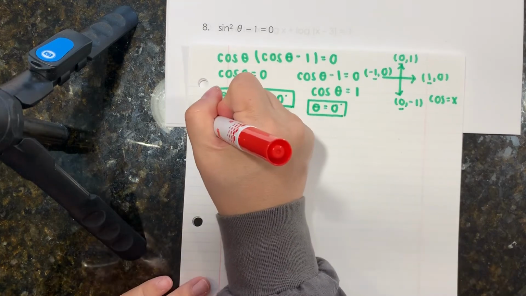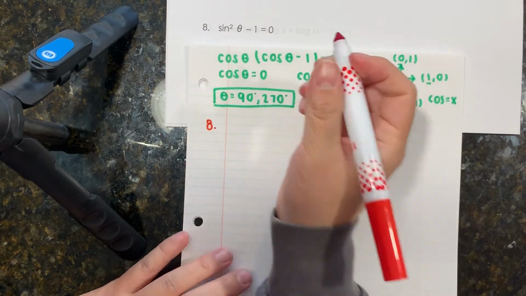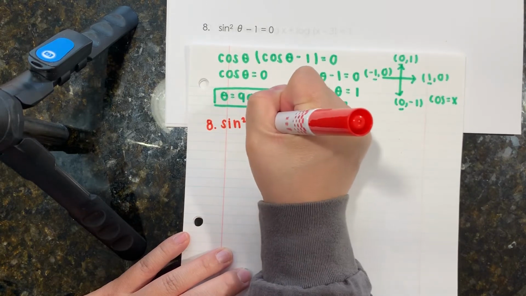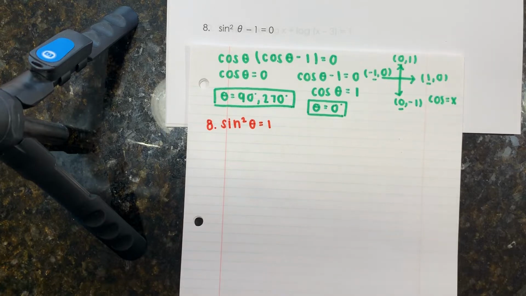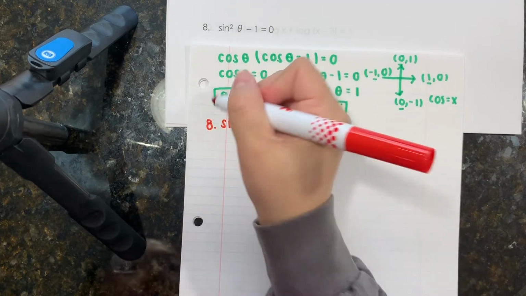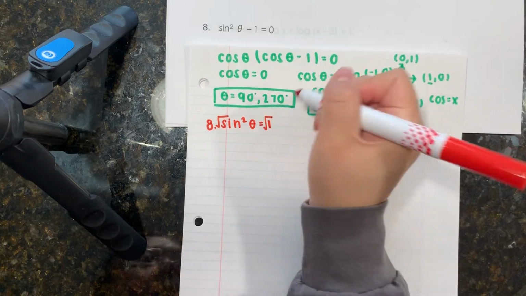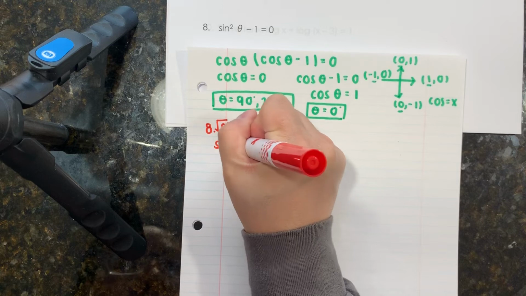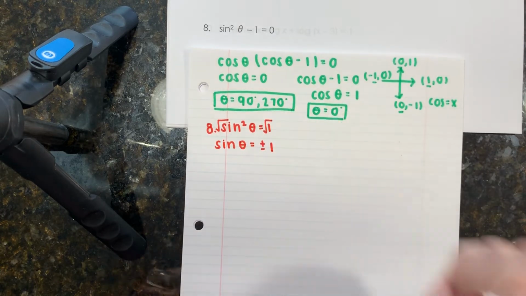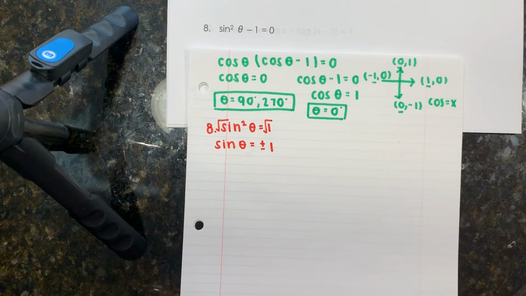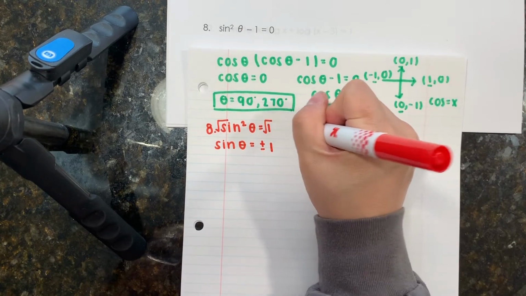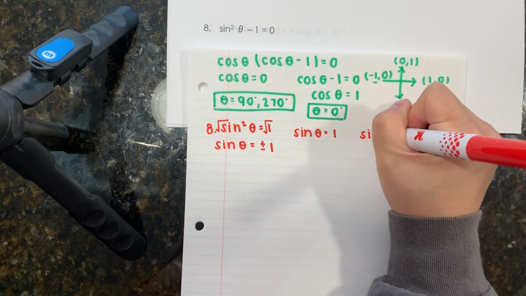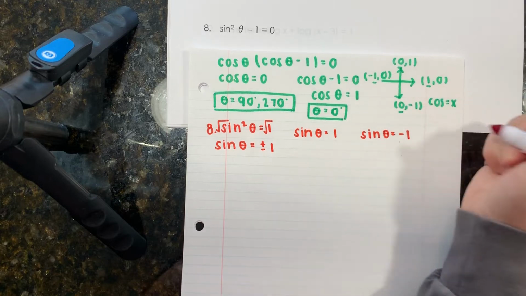So number 8, the first thing that I'm going to do is move the 1 to the other side. So I get sine squared theta is equal to 1. Now in order to get sine so that it's no longer squared, I'm going to take the square root of both sides. But remember that when you take the square root of something, you don't just get the positive of that value, you get the plus or the minus. So really I end up with 2 equations here. I have sine theta is equal to positive 1, and then I have sine theta is equal to negative 1.